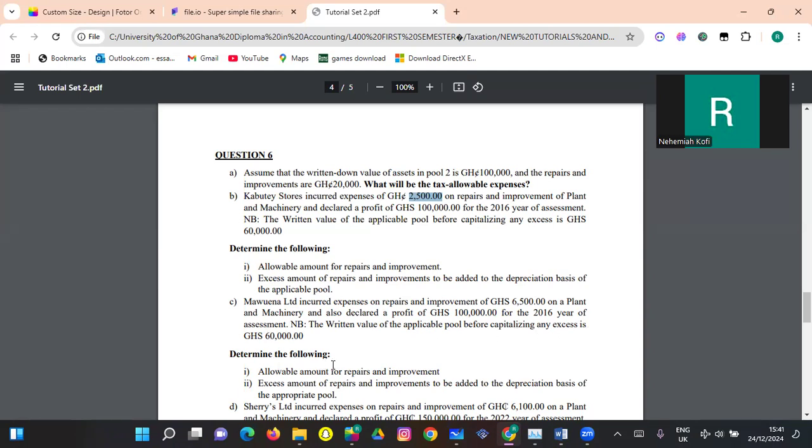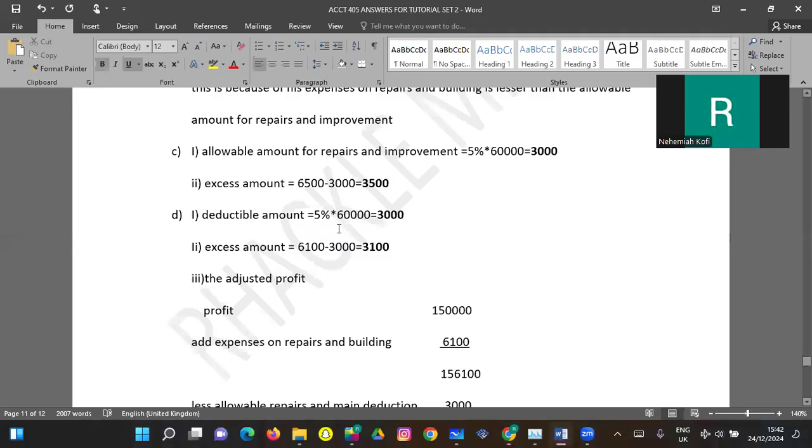So we should determine the allowable amount for repairs and improvements, right? So allowable amount is 5% of the written down value. This is going to be what? 3,000. Then excess amount for repairs and improvement is going to be what? 6,500 minus the 3,000, which is going to give us what? 3,500.